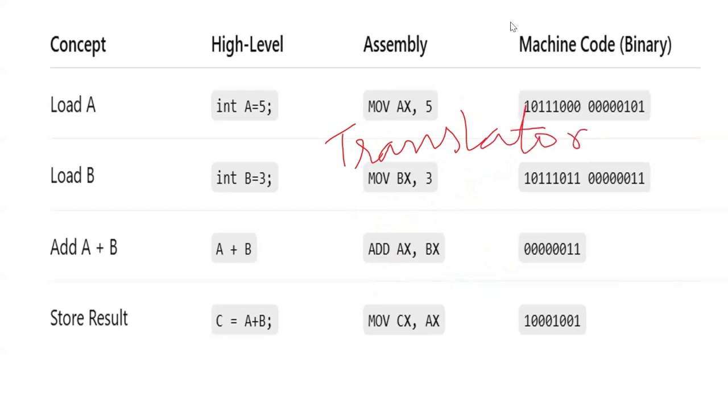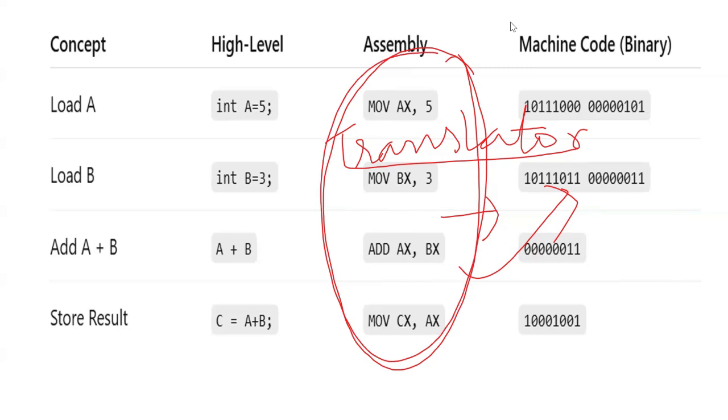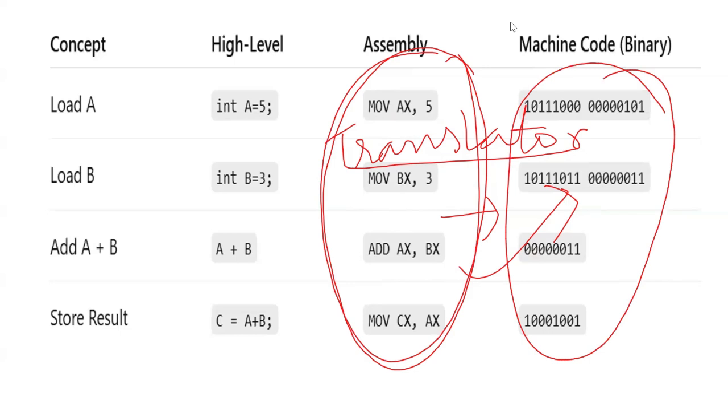So what is the purpose of the translator? You are writing the code in assembly language, and the code that you have written in assembly language will be translated into this machine language. Ultimately, listen to me very carefully. Ultimately, whatever code you're writing in assembly, your machine will not understand. It only needs the code that is written in machine code. It will not understand your C program, your assembly program, your Java program, nothing. It only understands ones and zeros.